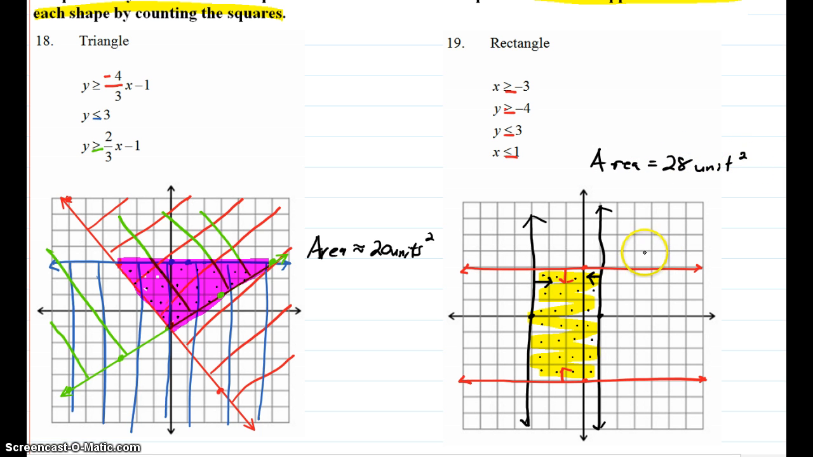Now, would there be a better way for getting this one? Well, yeah, because this is 1, 2, 3, 4, so it has a width of 4 and a length of 7, so 7 times 4 is 28.